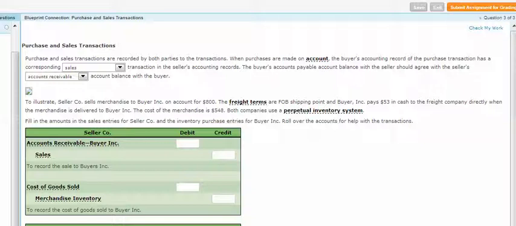So when we're buying something, the seller is going to have a sale, we'll have a purchase, and when we owe money, the other side will show that we owe them money, they'll have a receivable.